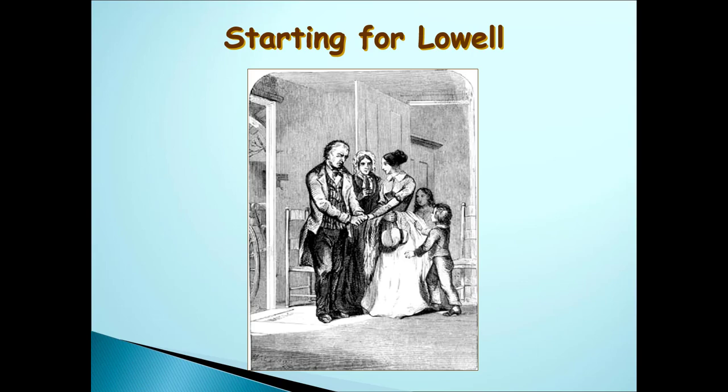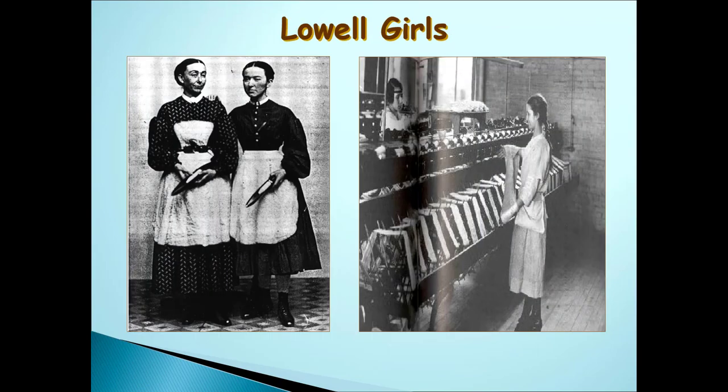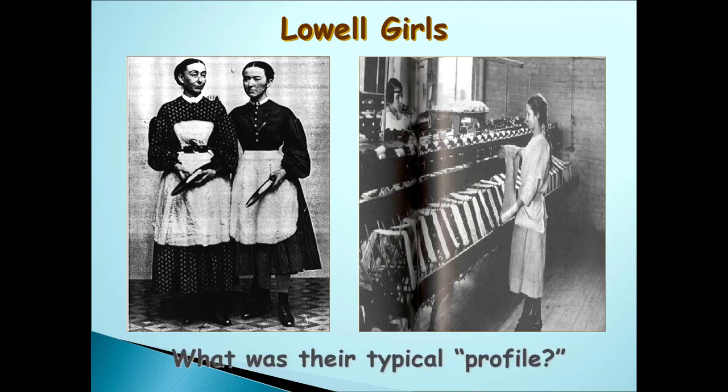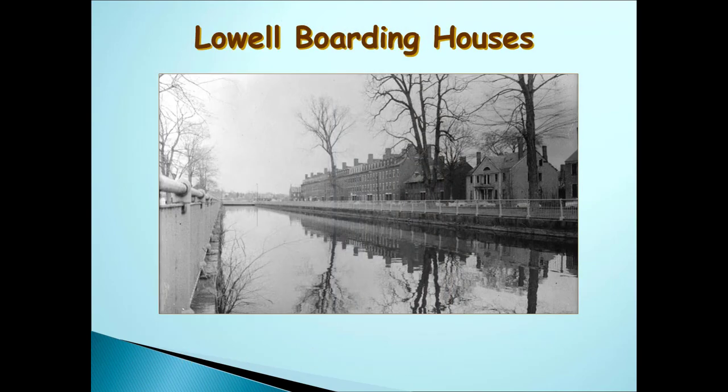Mr. Lowell says it started by approaching farm families and saying, we'll give your daughter a job. They were called Lowell girls. And what was their typical profile? Young, unmarried, very innocent, and they would be sent to the boarding houses where they had rules, and they had pages and pages of rules. I mean, you couldn't have a man above the first floor.